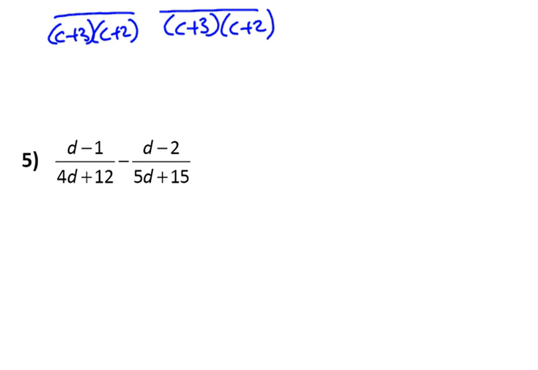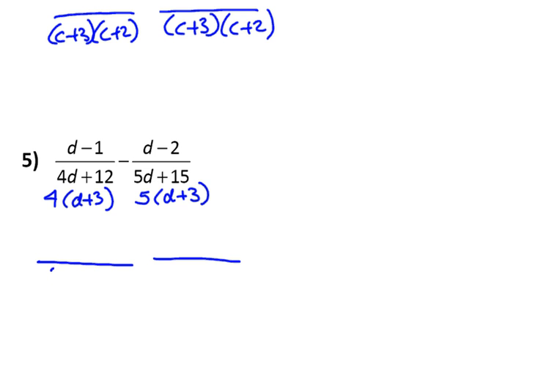Problem 5, this one, they both factor. I will factor a 4 out of the first, which leaves me with d plus 3. Now the second one, I can factor out a 5, and it also leaves me with d plus 3. When I find my common denominator, I need a common denominator for 4 and 5. The smallest number they'll both divide into is 20. So we'll use 20 in our LCD, and then it's got the d plus 3. So 20 times d plus 3 is our common denominator for that.